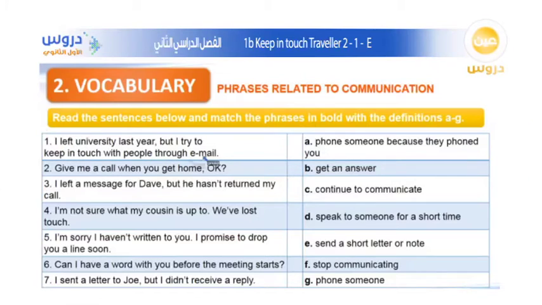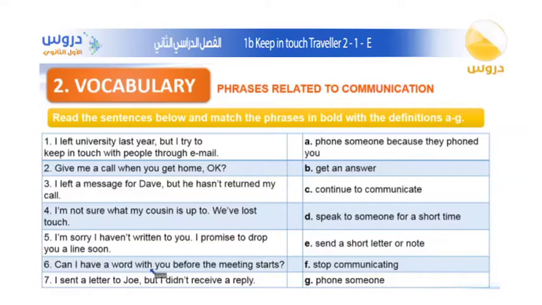I left university last year, but I try to keep in touch with people through email. This is number one. Two, give me a call when you get home. I left a message for Dave, but he has not returned my call. I'm not sure what my cousin is up to. We have lost touch. I'm sorry I haven't written to you. I promise to drop you a line soon.